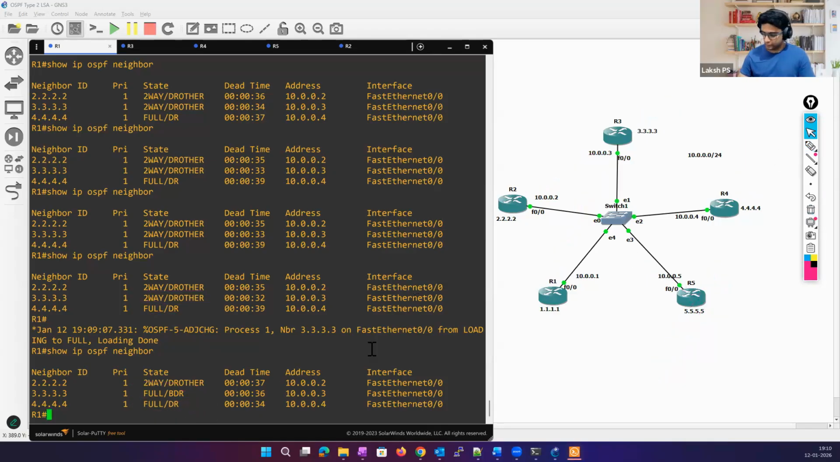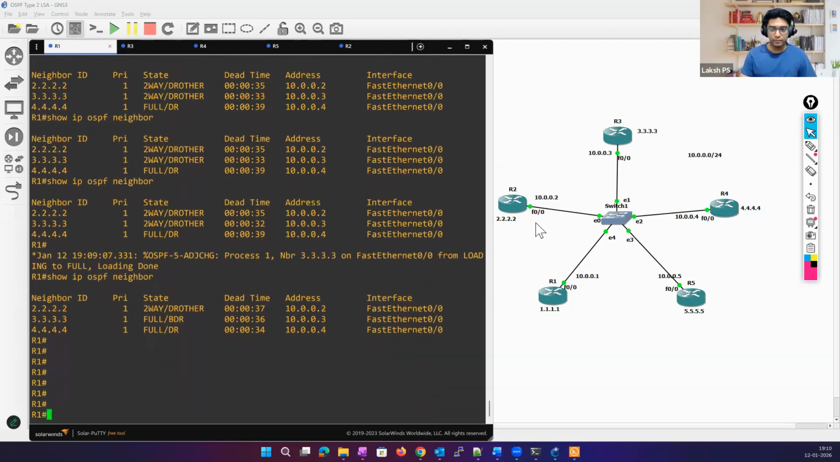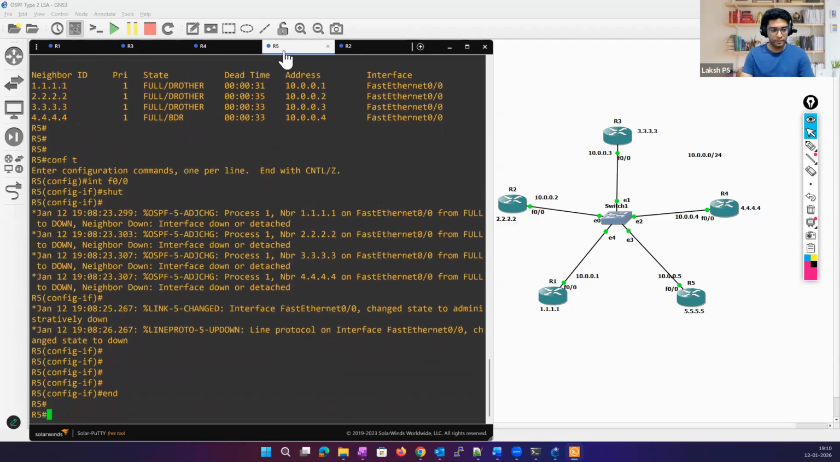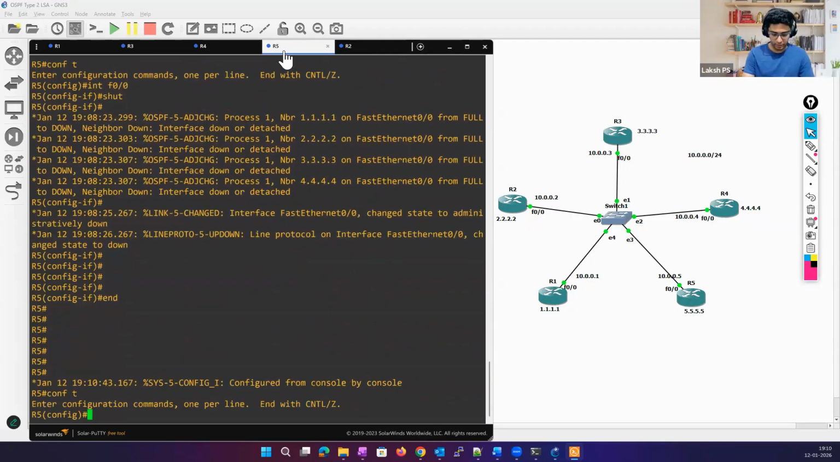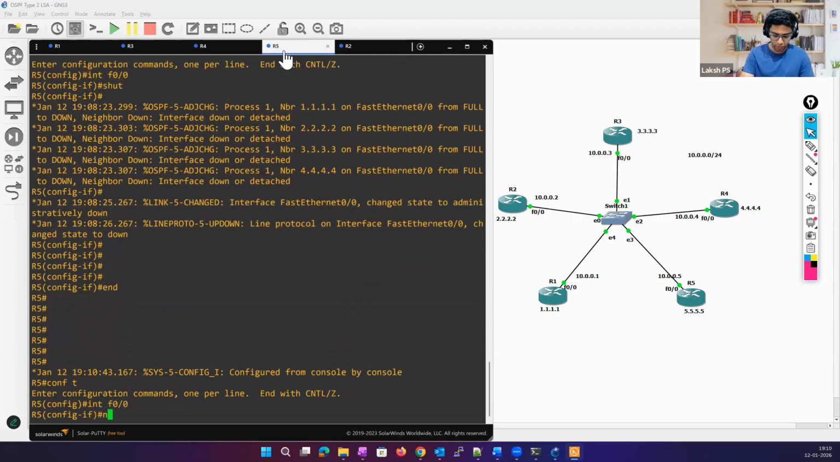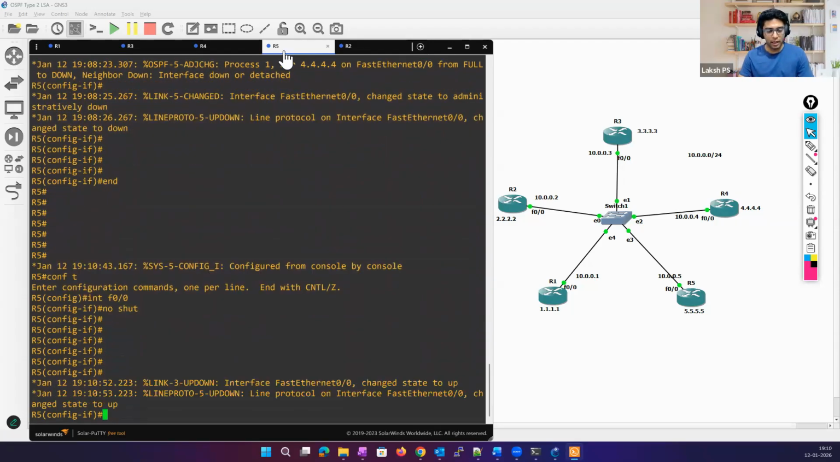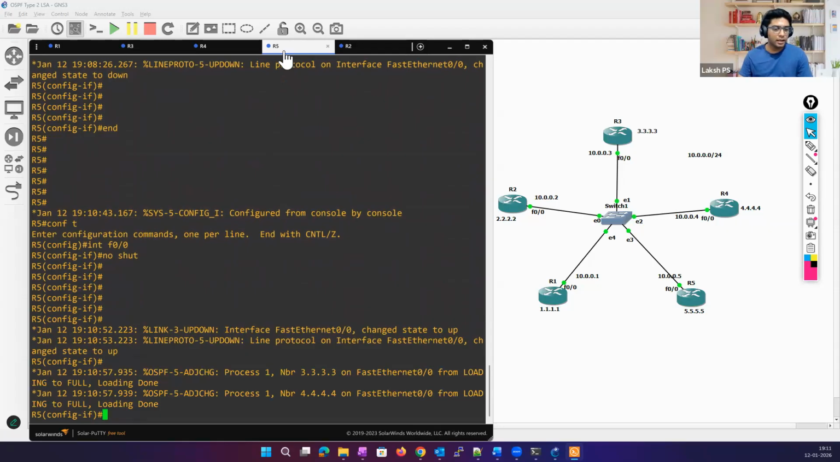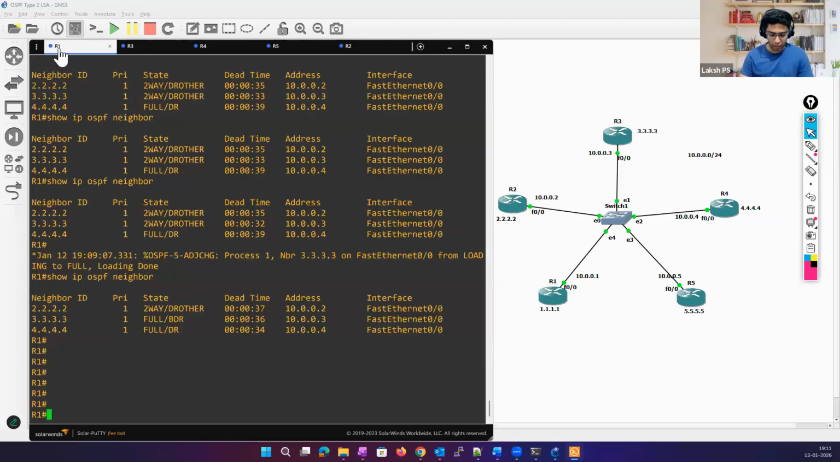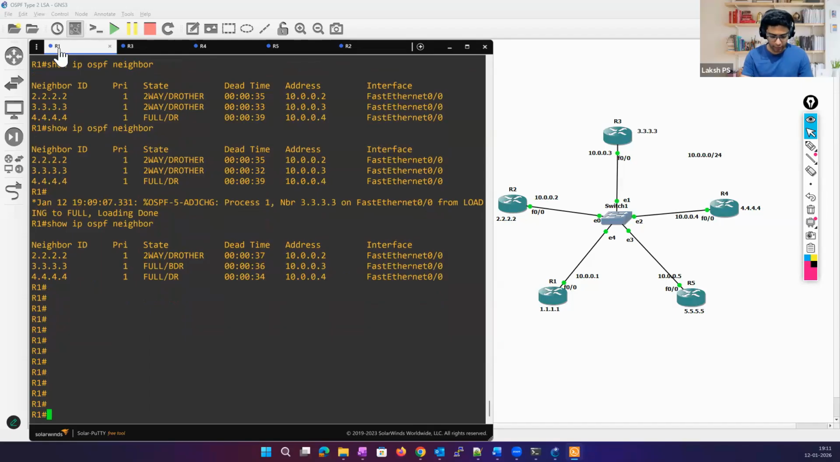And let's see how it forms a database. We were talking about the database, right? So let's check on R1, and let me bring back R5. Sorry, configuration terminal, interface FastEthernet 0/0, no shut. Okay, let's bring back R5. Once we bring back R5, it will again form adjacency, and OSPF messages will flow, and neighborship will be formed. Right? So on R1, let's do a show ip ospf database.